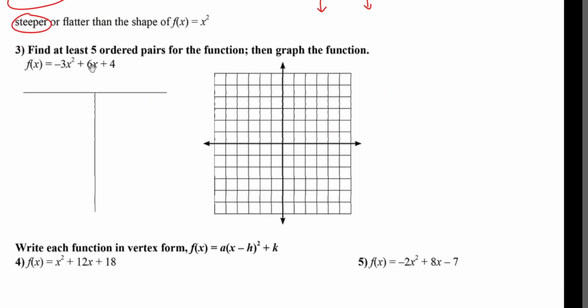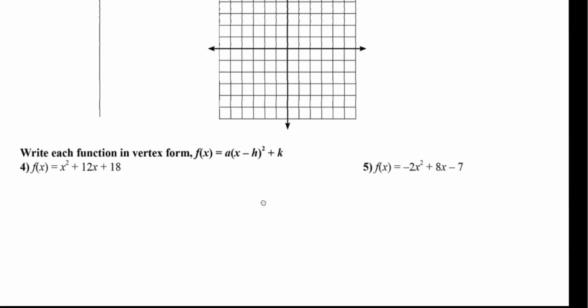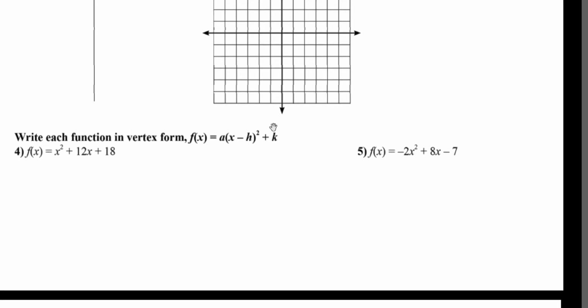I doubt I'll have you do the 5 ordered pair things, okay? So let's not worry about that. That's all I'm going to say about that. I was going to say something else, but didn't.